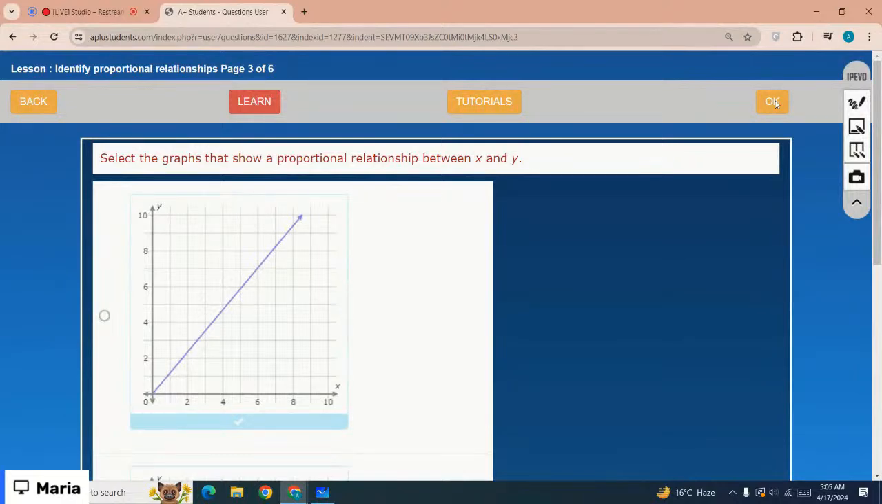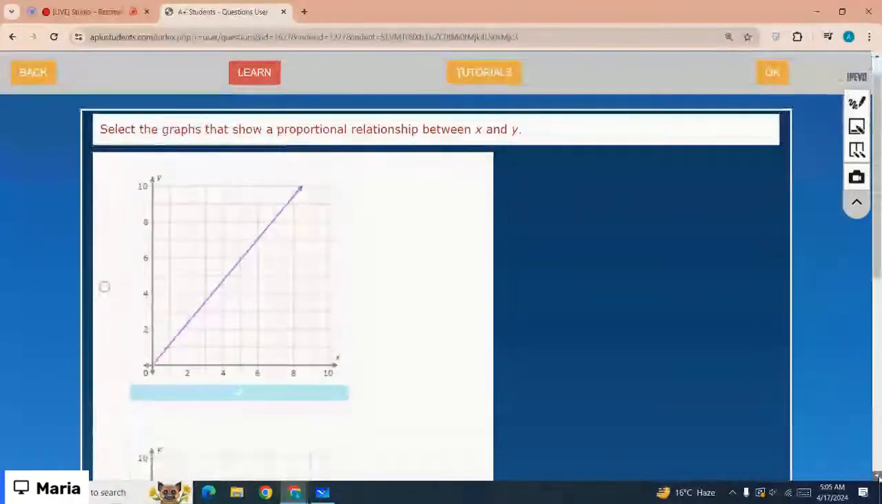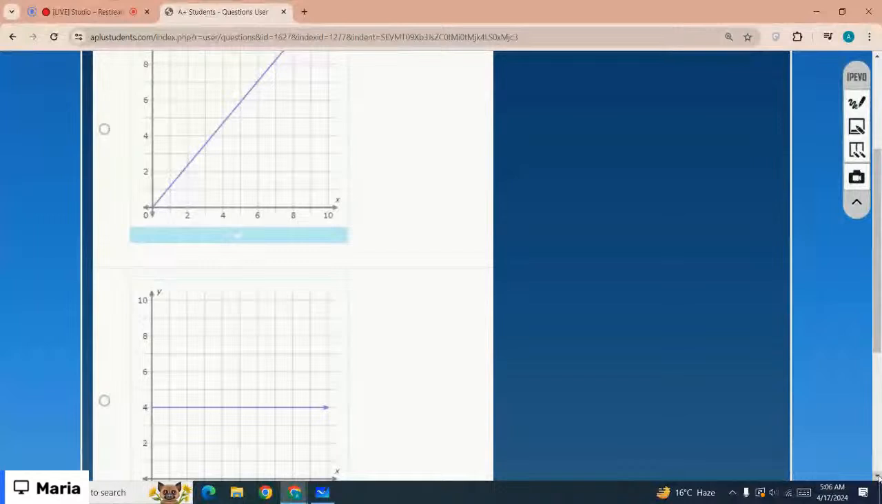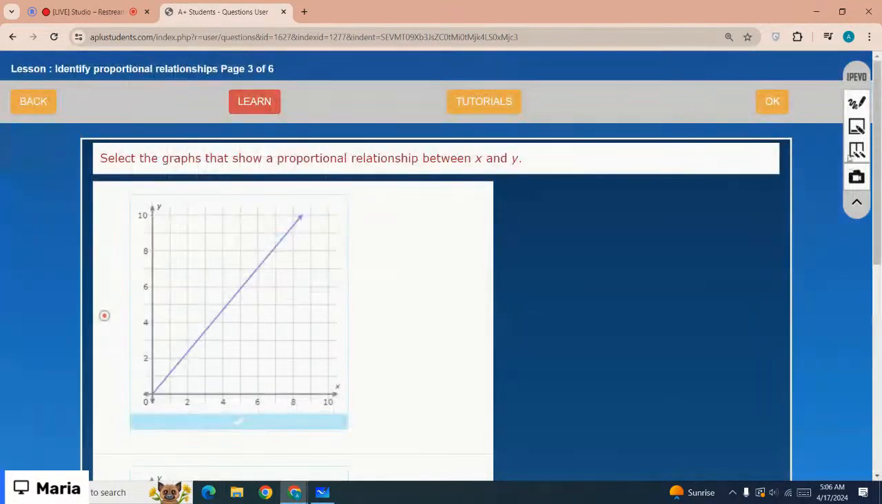Select the graph that shows a proportional relationship between x and y. You are given two graphs, so which is the correct option? The correct option is option number 1 because that is a straight line and passing through the origin. Very good.